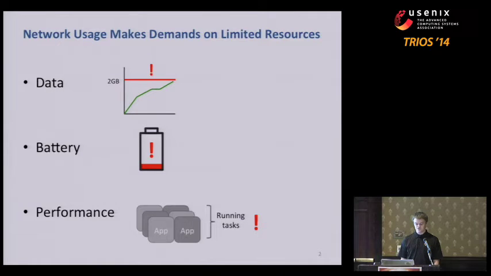Network usage on today's mobile devices makes demands on resources which are in limited quantity. First and foremost would be cellular data, where most users have some sort of cap that if they go over, they'll have to pay more. Battery, while not directly a network resource, is affected by lots of use of the network, especially on the high-powered cellular networks. And performance can be affected when you have many apps running at the same time using the network, causing congestion, and ending up with a poor user experience.